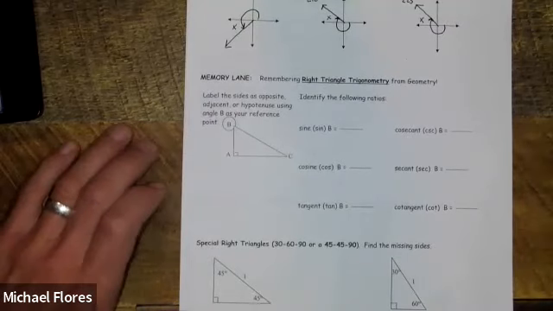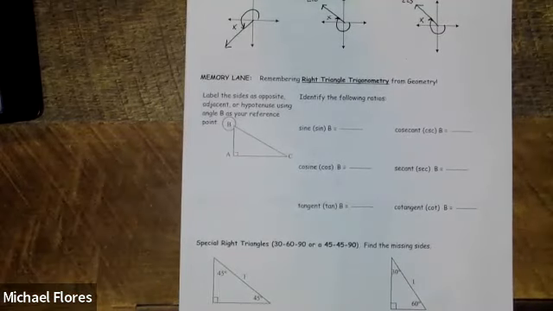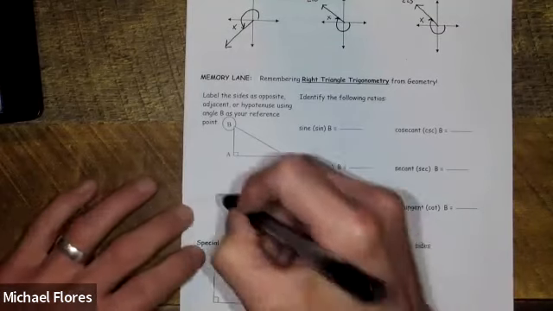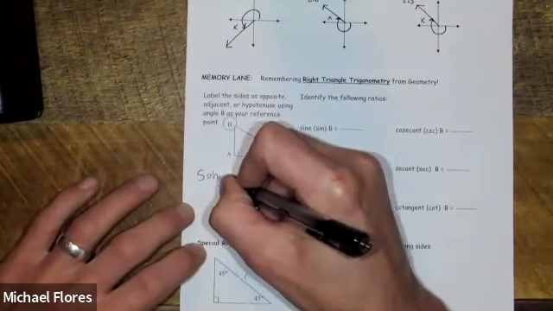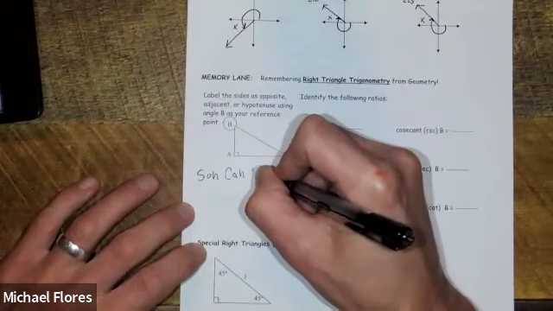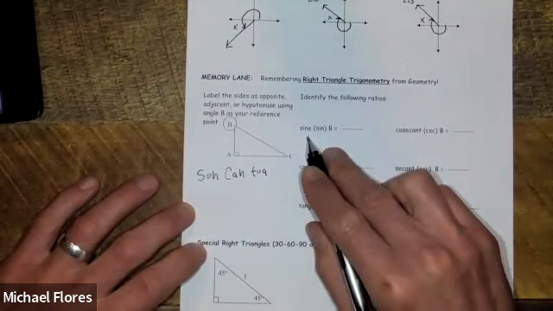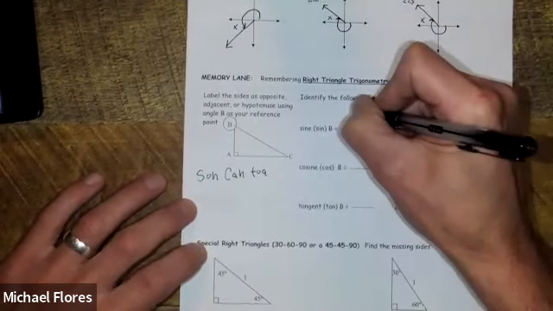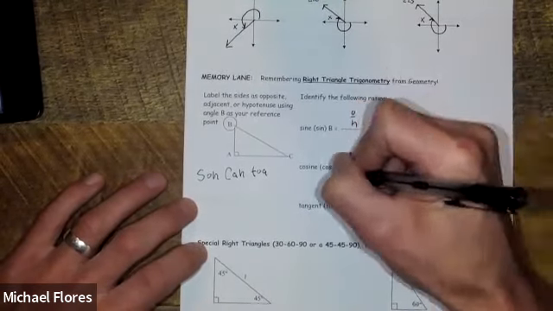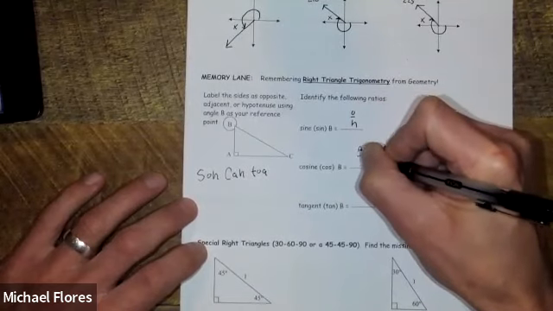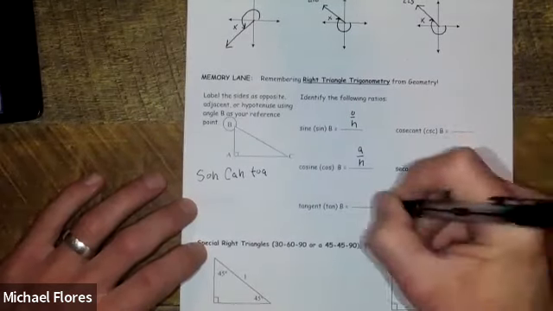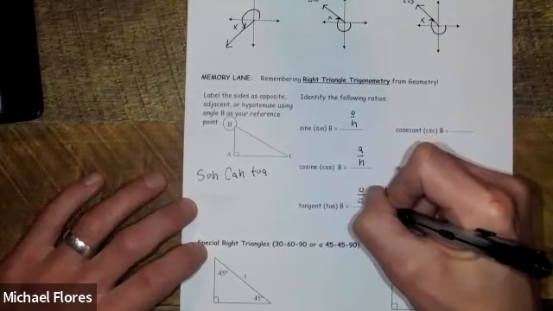Memory lane: labeling sides as opposite, adjacent, or hypotenuse using angle B as your reference point. Here's what we're going to do. We're just going to go back to our trig cheat sheet. In order to find sine from any reference angle, you would need to do opposite over hypotenuse. Cosine would be adjacent over hypotenuse, and tangent would be opposite over adjacent.